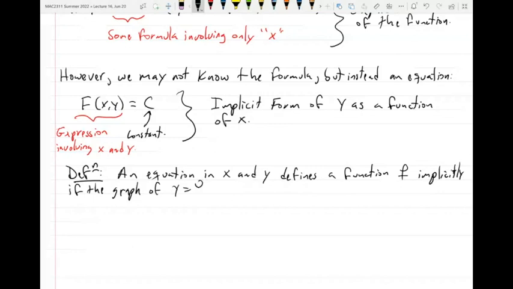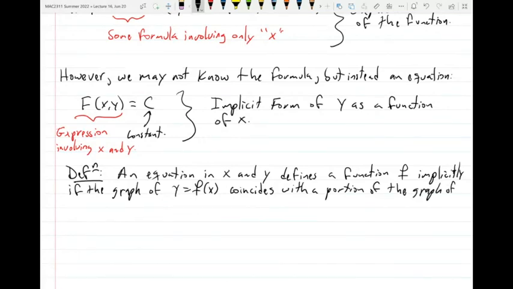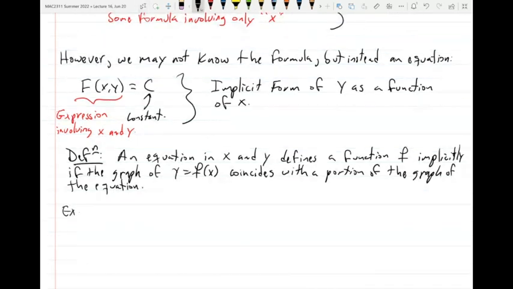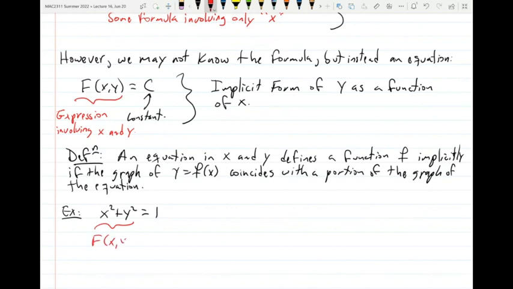of f of x, of y equals f of x, coincides with a portion of the graph of the equation. Okay, and then I guess as a concrete example, we have x squared plus y squared equals 1. If you want, this right here is what we mean by f of x comma y. That's our expression in x and y. And this guy right here is the c from above. Okay, and this is a circle.